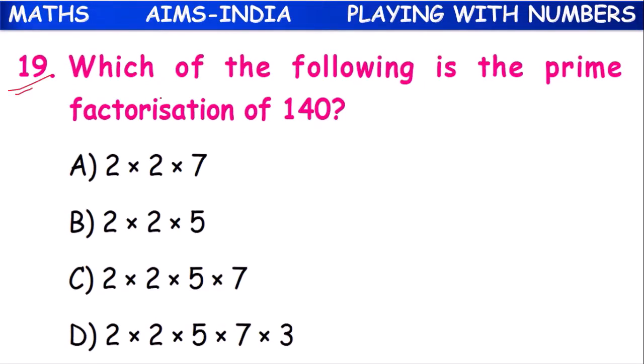Which of the following is the prime factorization of 140? 2 times 2 is 4, 4 times 7 is 28, wrong. 2 times 4 is 8, 4 times 5 is 20, 20 times 7 is 140, correct. 2 times 2 is 4, 4 times 5 is 20, not 140, wrong. So according to the options, option C is the correct answer.